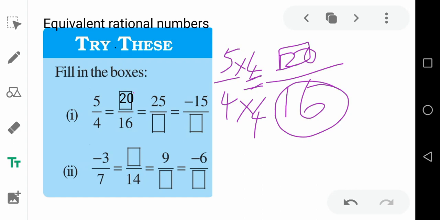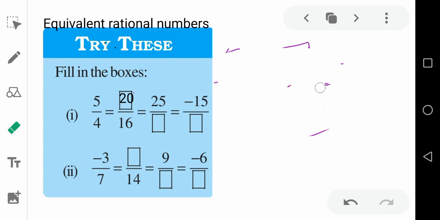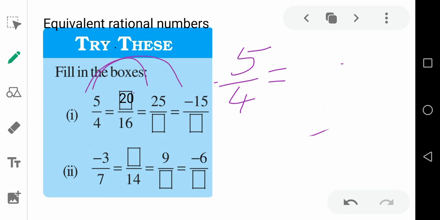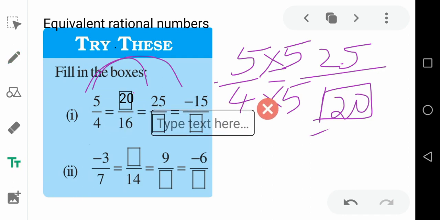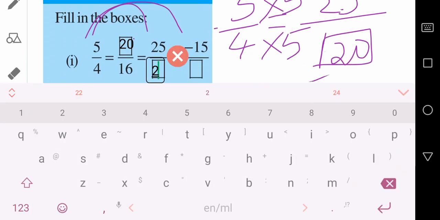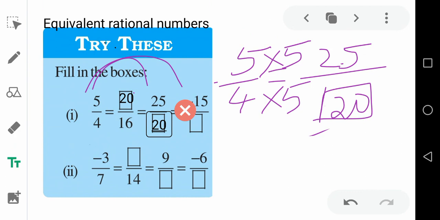So this is how we have to fill in the boxes. Okay, now coming to the next question. What is in the next one? 5 by 4 is equal to, again it is equal to only, so all these are equal to only. Is equal to 25 by box. You don't know what is in that box, right? But what do you know? You know that 5 5s are 25. So here also you have to multiply with 5. So 4 5s are 20. So what will you write here? You will write 20. Understood? Easy only, right? Okay.